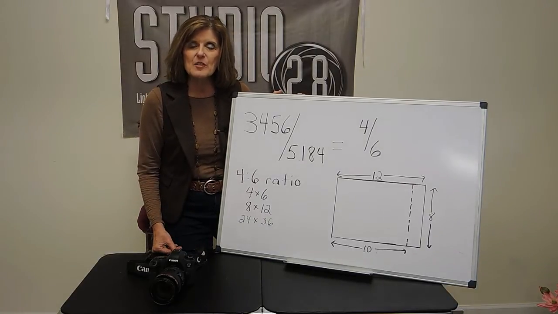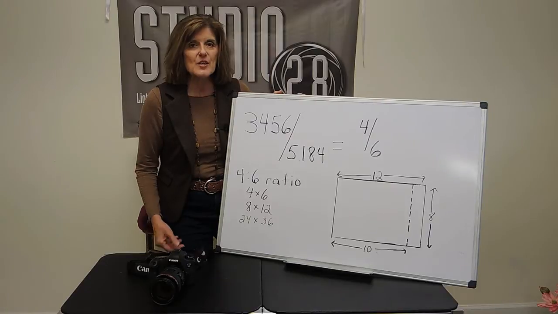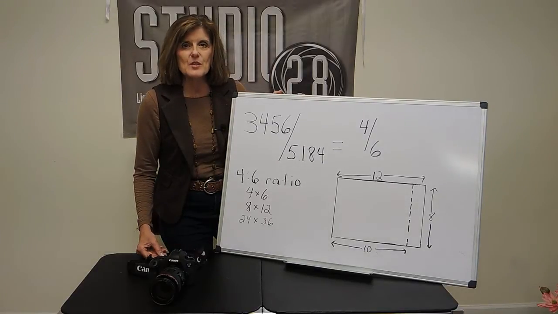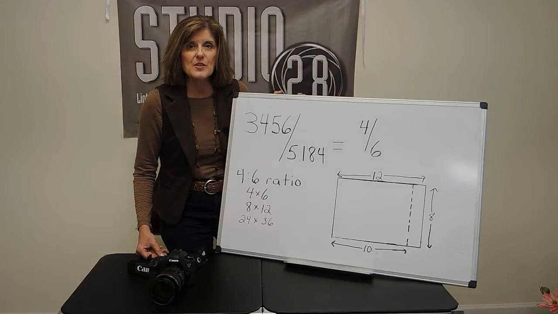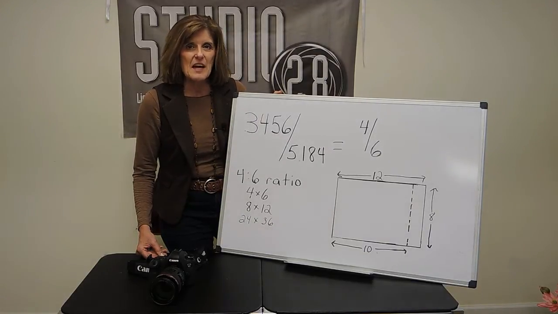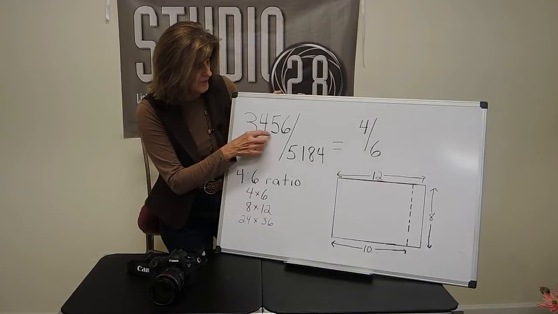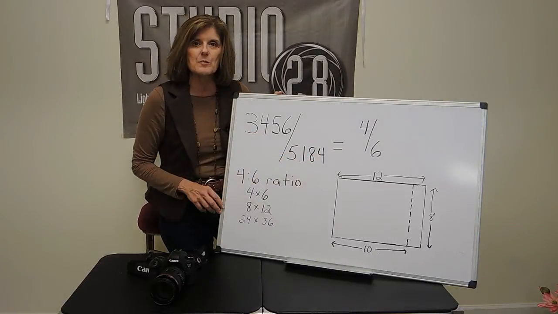To find out the aspect ratio that your camera shoots, you can either check your camera manual, you can Google it, or you can find out yourself by putting one of your photos on your computer, right-clicking the image, choose Properties, choose Details tab, and scroll down for the pixel dimensions. For my camera, I see 3456 by 5184 pixels.